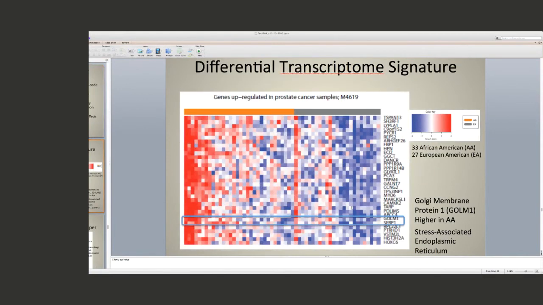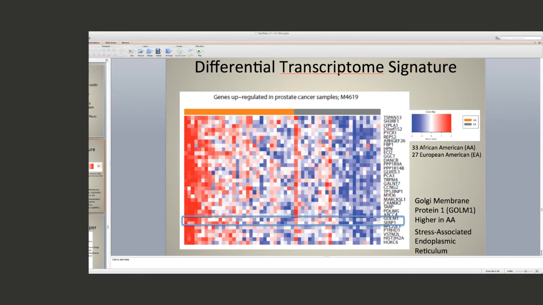And this is the transcriptome signature. This is a paper that we're working on. We had 33 African Americans, 27 European Americans, and these are the genes that are upregulated in prostate cancer in general. What was interesting is that in African Americans, they had higher GOLM1, which is Golgi membrane protein 1, also higher stress-associated endoplasmic reticulum protein.